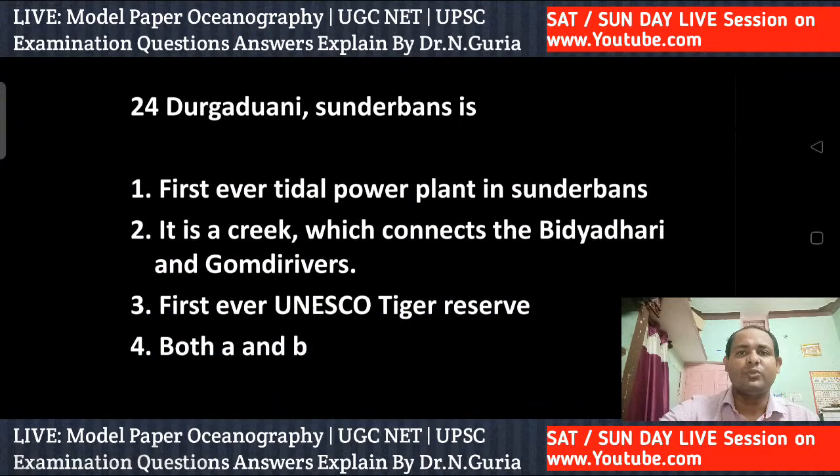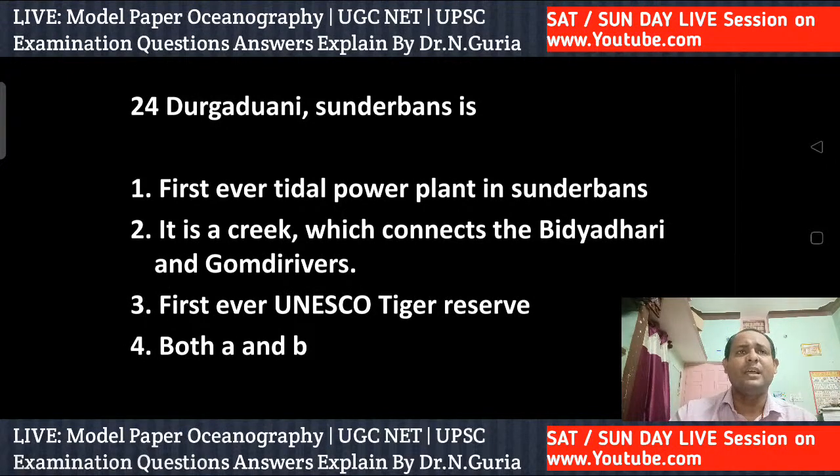Next, another question, number 24. Basically, the Durgaduani Sundarban is a very interesting power plant in the Sundarban. It is a creek, and it connects the Vidyadhari and Gomdi rivers, the Sundarban Tiger Reserve, and both 1 and 2.